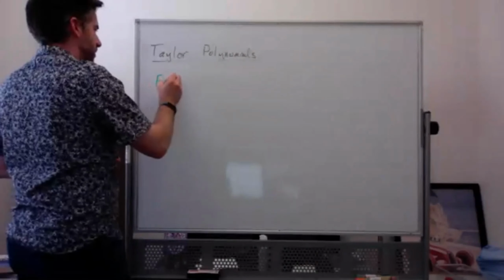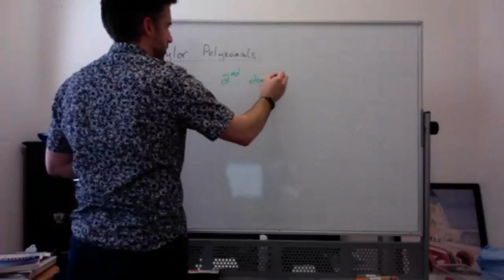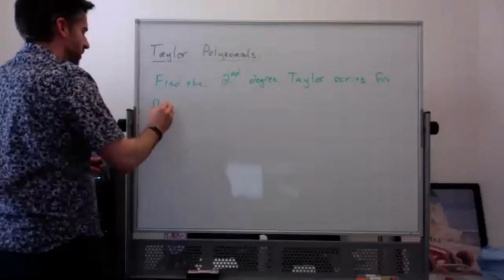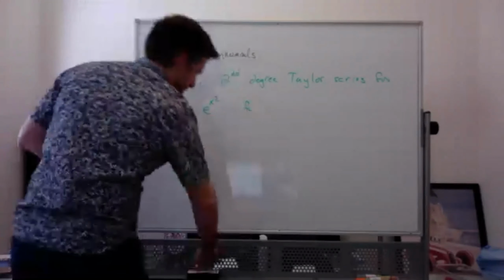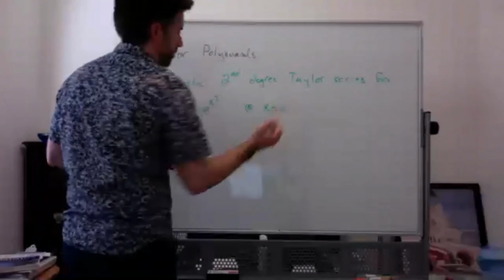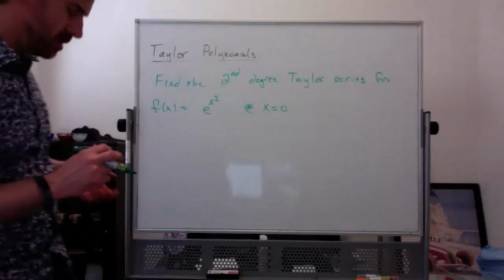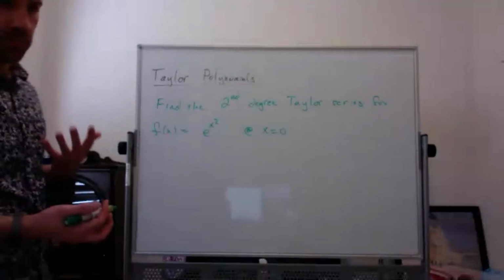So find the second degree Taylor series for f of x equal to e to the x squared at x equals 0. And when we say second degree, it just means that the degree should be less than or equal to 2. So if you happen to not get a term where the degree is 2, that's fine. But then you just stop one before that.